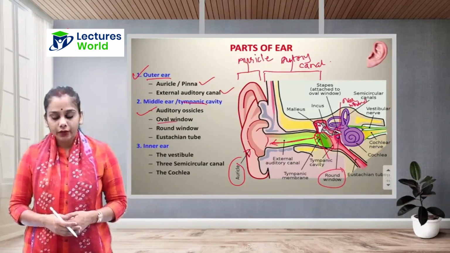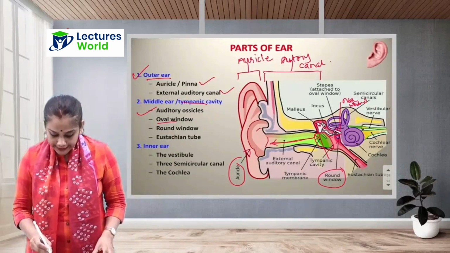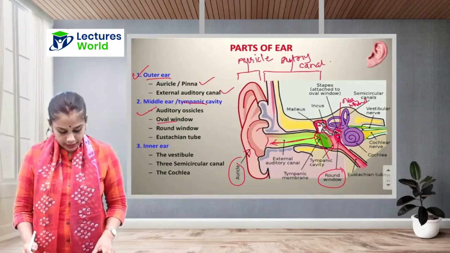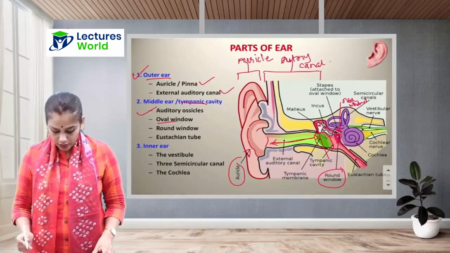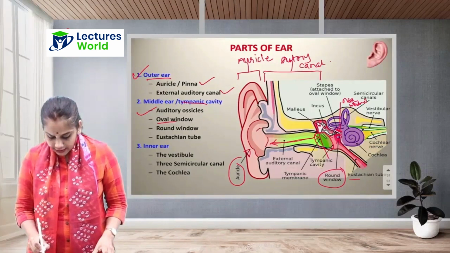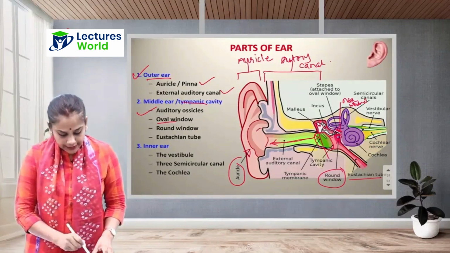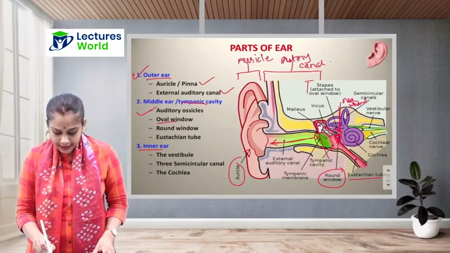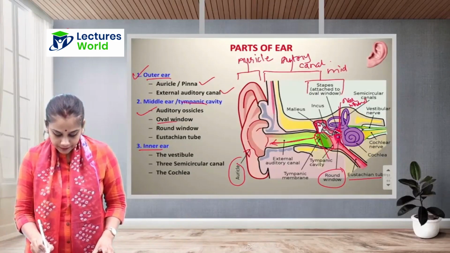Below the oval window there is a round window. You can see in the figure, here there is the oval window and here there is the round window. Then the Eustachian tube. See, this is the Eustachian tube. So up to this portion is the middle ear.